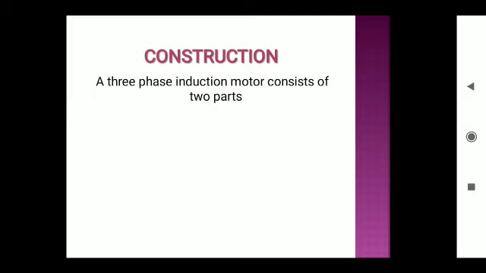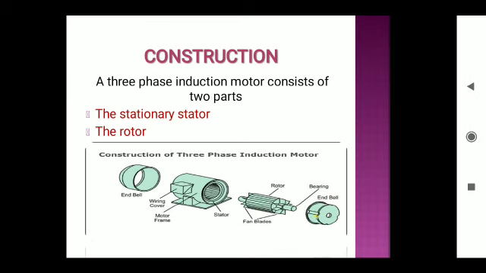Now the construction of induction motor. A three phase induction motor consists of two major parts. Number one, the static part, that is the stationary stator, and number two, the rotating part, that is the rotor. And here the constructional features of three-phase induction motor are shown below. There is a motor frame or yoke. Inside the yoke, the standstill stator and rotating rotor are installed.